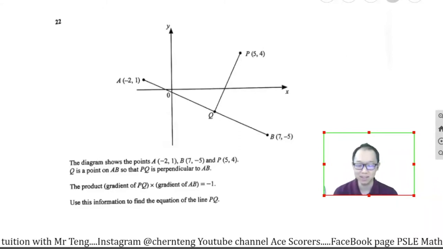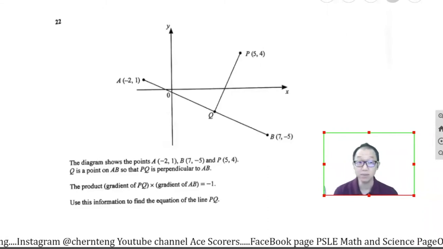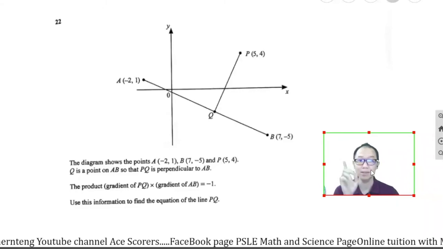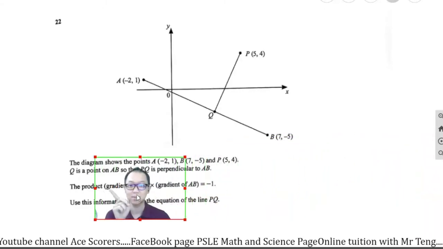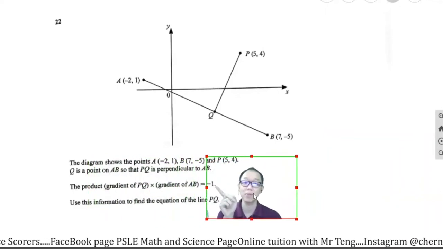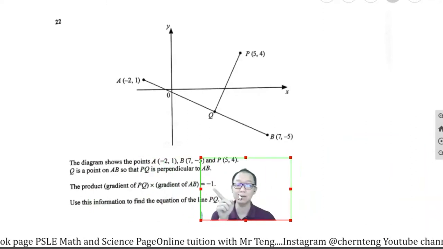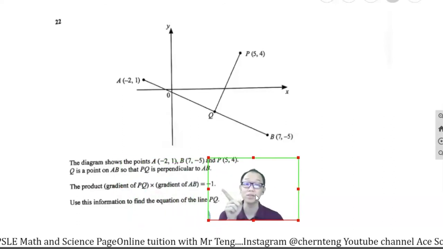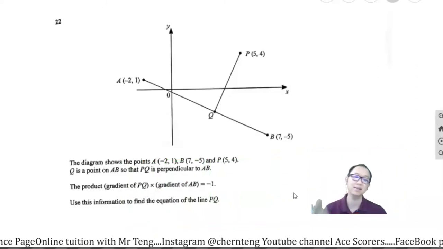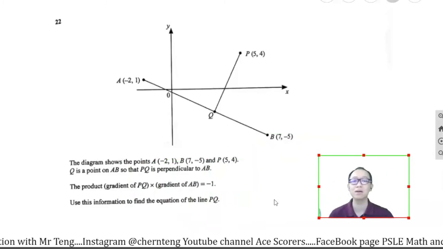Okay, fair enough. This question is a Sec 2 level question, but to be fair, there's a bit of A math stuff. The product of gradient PQ times gradient AB equals negative 1, which you will see in A Math, but A Math doesn't give you this. Here they give you the equation, so you can apply it. Those who take A Math, if you get this wrong, you must sing a song.